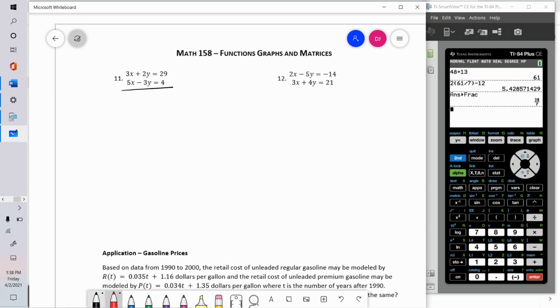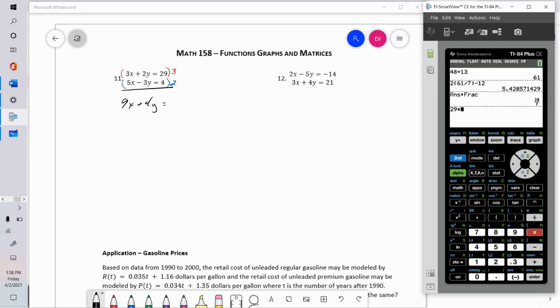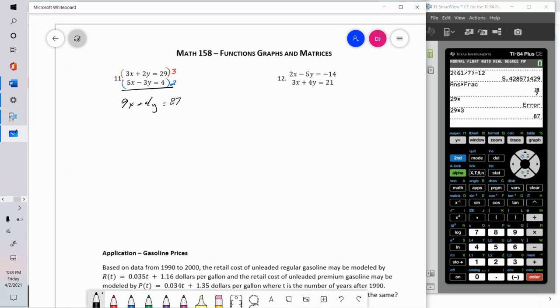So what I'm going to choose to do here is multiply the top equation by 3, the bottom equation by 2. What this will result in is a 9x plus 4y equals 29 times 3. Whoops, forgot the 3. 29 times 3, 87. The bottom equation times 2, that's plus 6y. Multiplying by 2, I'm going to have 10x minus 6y equals 8.